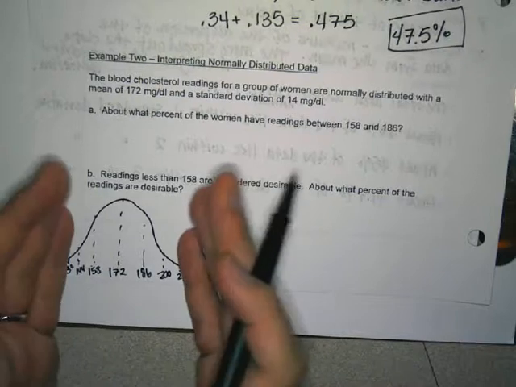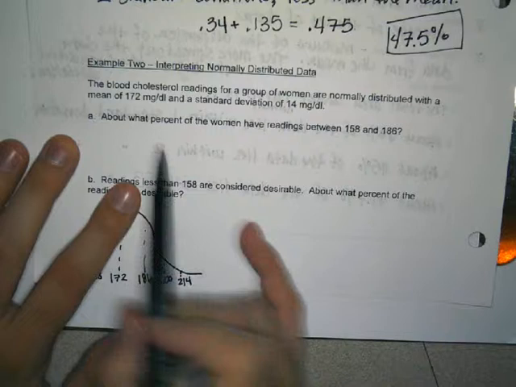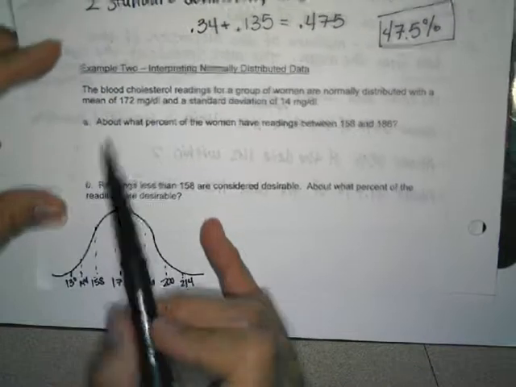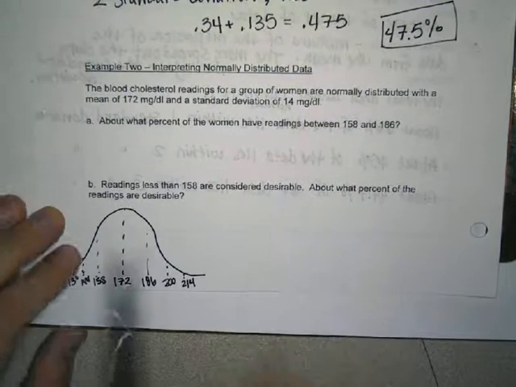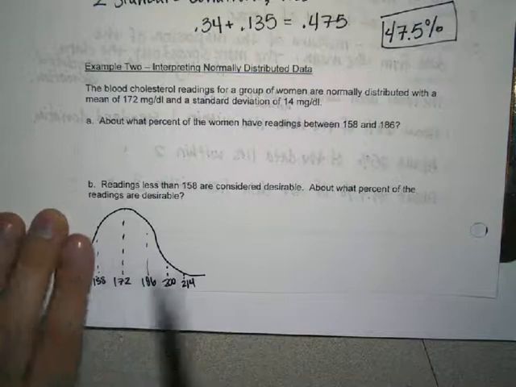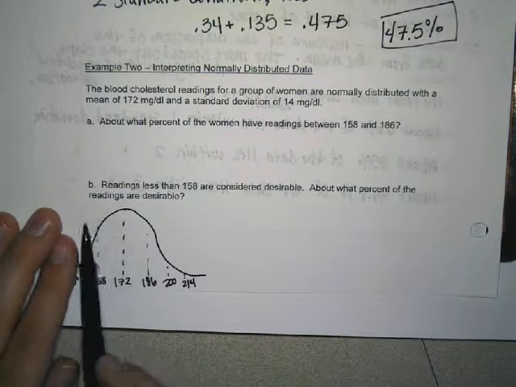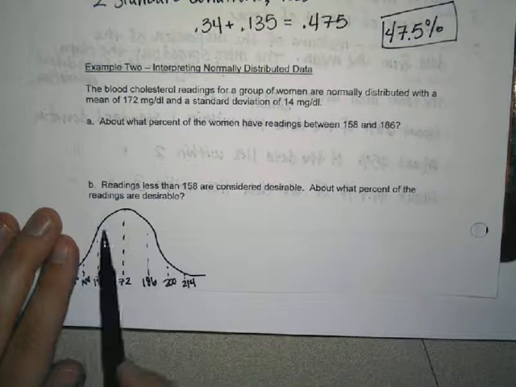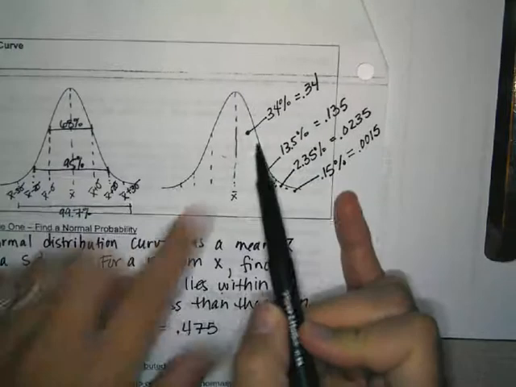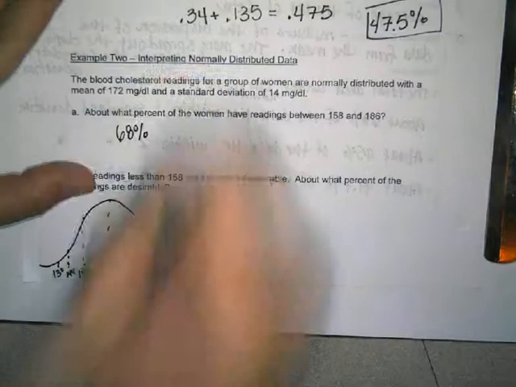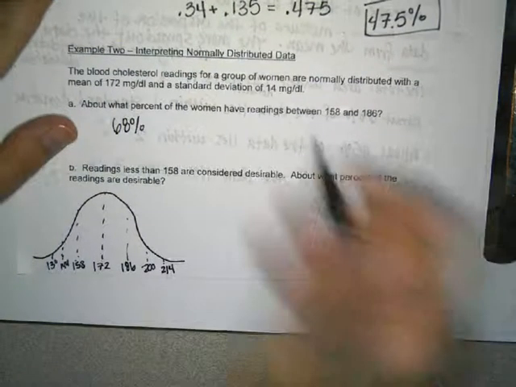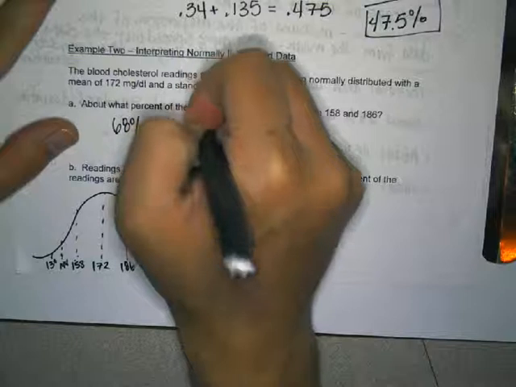Okay? So when we start answering some of these questions, about what percent of the women have readings between 158 and 186? That's the area or the percentage lying between one standard deviation on either side. So if you look back at your percentages up here, there's 34% of your data in this section, 34% in this section. So if you add them up, you get a total of 68%. So 68%, let's say, lie within one standard deviation.